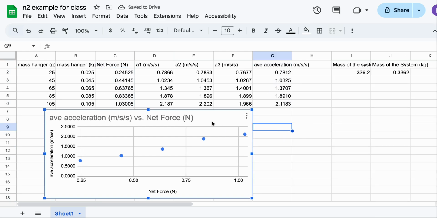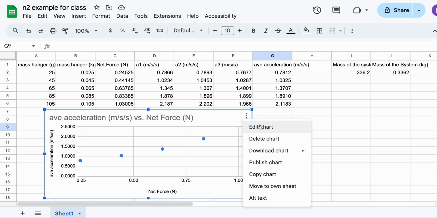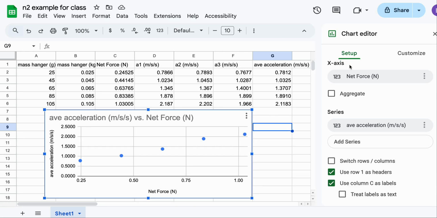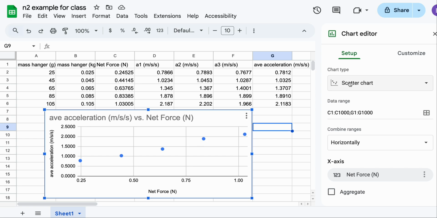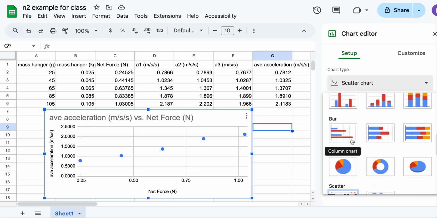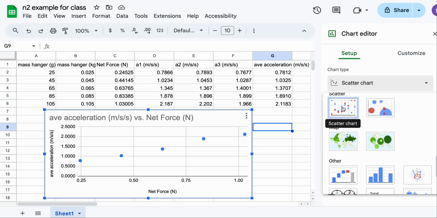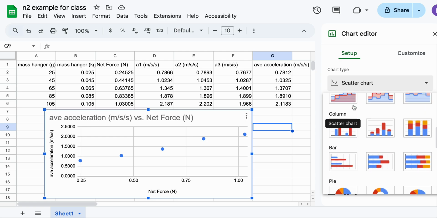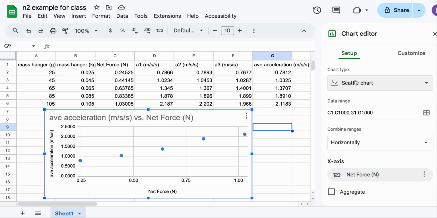So to get that chart editor to pop up, you can either double click on the graph or you can go over here and open up chart editor. It's a really good idea in setup. Make sure that you have a scatter plot as opposed to one of these other kinds of graphs. If not, you can scroll through here and select scatter, but this one now has the correct one.